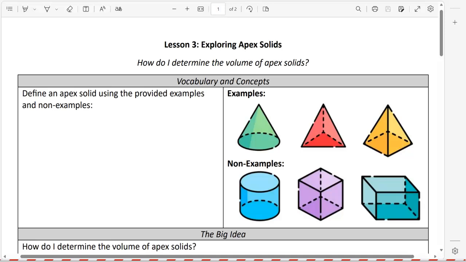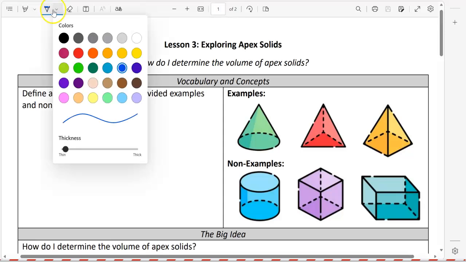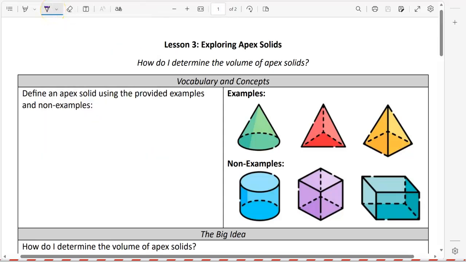Welcome to Lesson 3, Exploring Apex Solids, where we are going to work on defining and determining the volume of apex solids. Okay, first things first, we have to define what an apex solid is. We're going to use these examples and non-examples here.